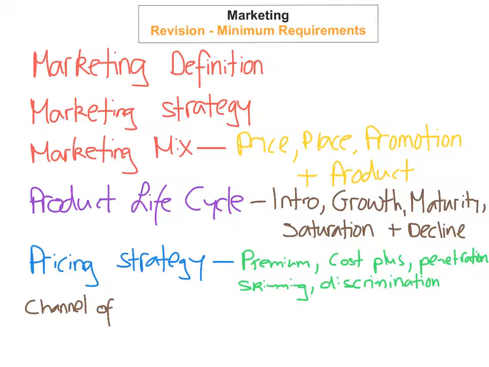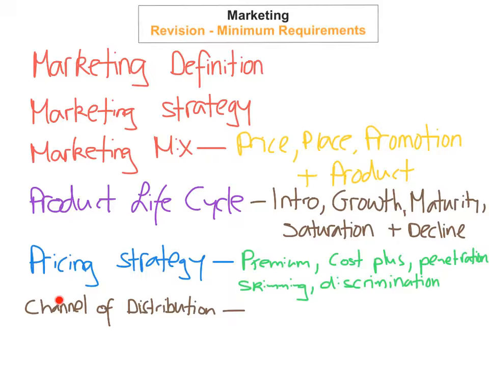So, the channels of distribution. Okay, the channels of distribution are basically the different routes that you can take to transfer the goods from the manufacturers to the wholesalers to the retailers to the consumers. I can go from the manufacturers to the consumers. I can go from the manufacturers to the retailers to the consumers, and different products will have different channels of distribution. But it's important that you understand why there can be different channels of distribution.